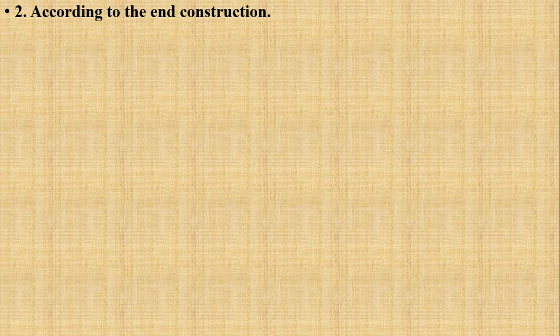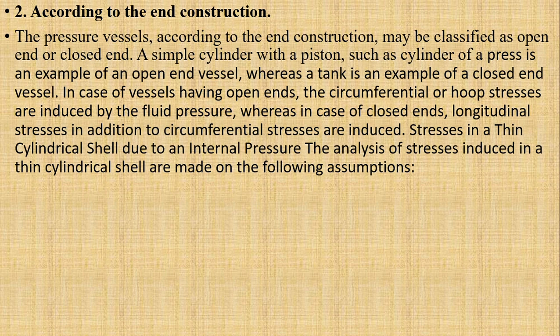Second, according to the construction. The pressure vessels according to the construction may be classified as open end or closed end. A simple cylinder with a piston, such as the cylinder of a press, is an example of an open end vessel, whereas a tank is an example of a closed end vessel. In the case of vessels having open ends, the circumferential or hoop stresses are induced by the fluid pressure, whereas in the case of closed ends, longitudinal stresses in addition to circumferential stresses are induced.